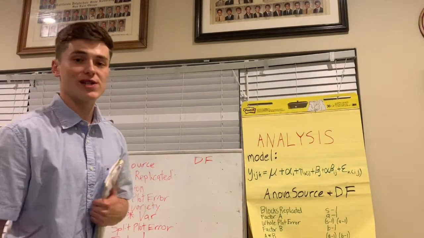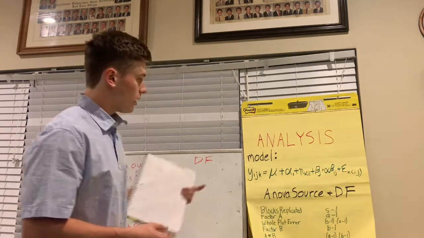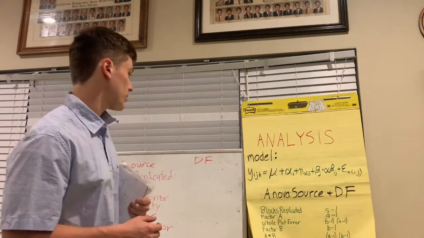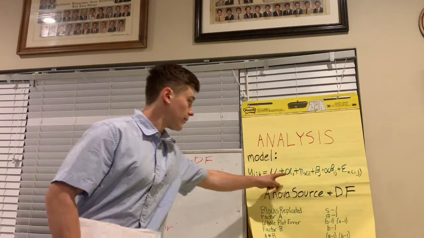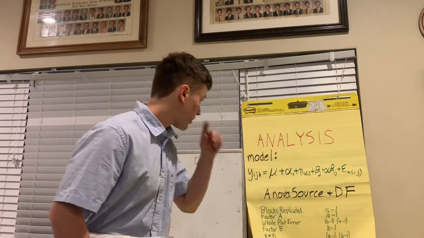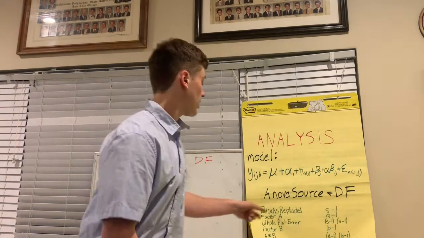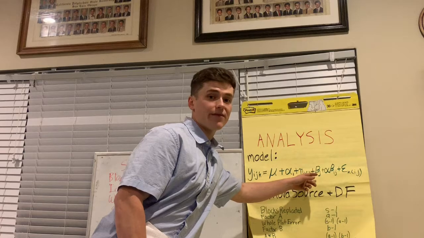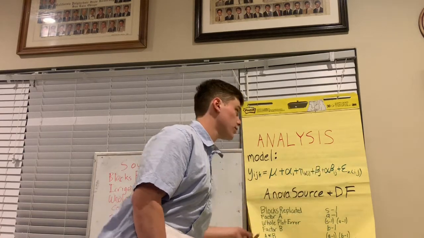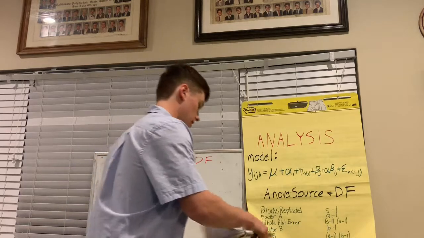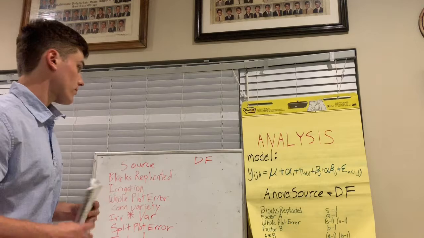After applying our treatments and running the experiment, now it is time to do our analysis. For our analysis, we use this model. In this model, we have the mean plus the effect of the whole plot level, plus the whole plot random error, plus the effect of the split plot factor, plus the effect of the interaction of the 2 factors, and then plus the split plot random error.